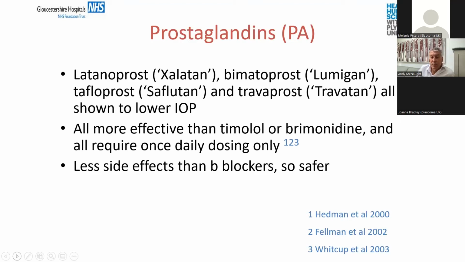Other drops that work in the same way as latanoprost, that's Xalatan. So that's bimatoprost, that's called Lumigan, that's trade name. Tafluprost, Saflutan, Travoprost, Travatan. They're all basically the same, and they all lower the pressure by increasing drainage. They're all actually more effective. Not only are they safer, but they're more effective than timolol or brimonidine, and you only need to use them once a day. Very few side effects. Next slide, thanks.